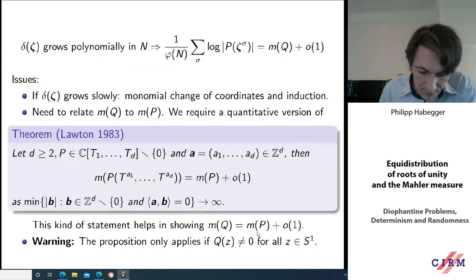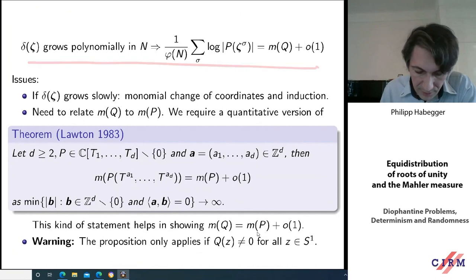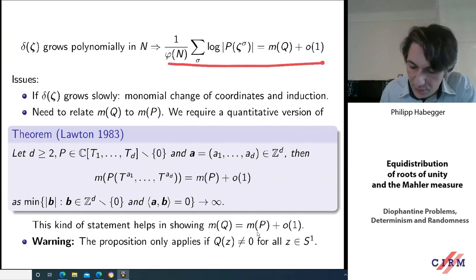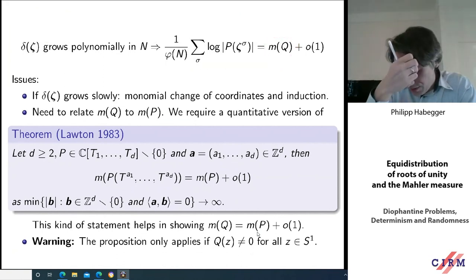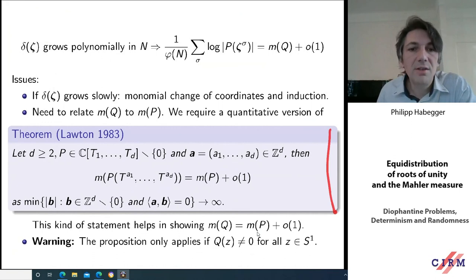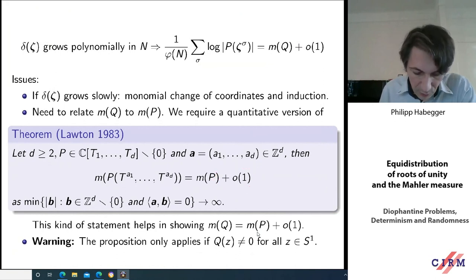So let me just briefly summarize what we have here. If this delta of zeta grows quickly enough in n, so like some small power, then we get a convergence result. The Mahler measure here is again the Mahler measure of something univariate. So as a next step, we have to compare this with the Mahler measure of P, the original polynomial. And for that, we need a result of Lawton, or at least a variant of the result of Lawton that allows us to reduce the computation of a multivariate Mahler measure to a univariate Mahler measure. And there's a quantitative version of this that we show. We have to deal with this situation where delta does not grow quickly.